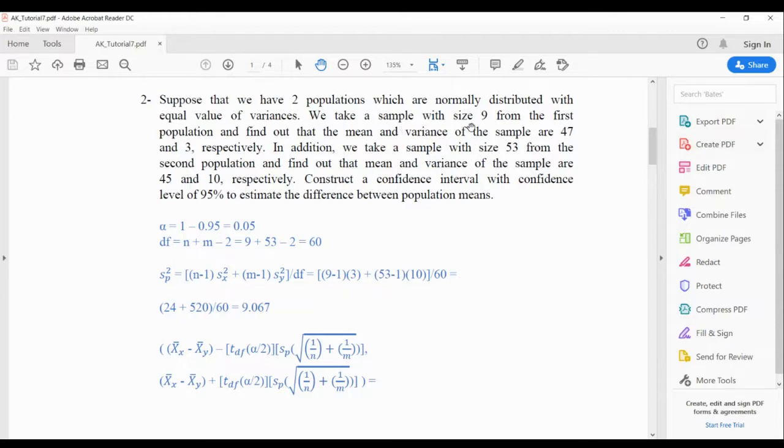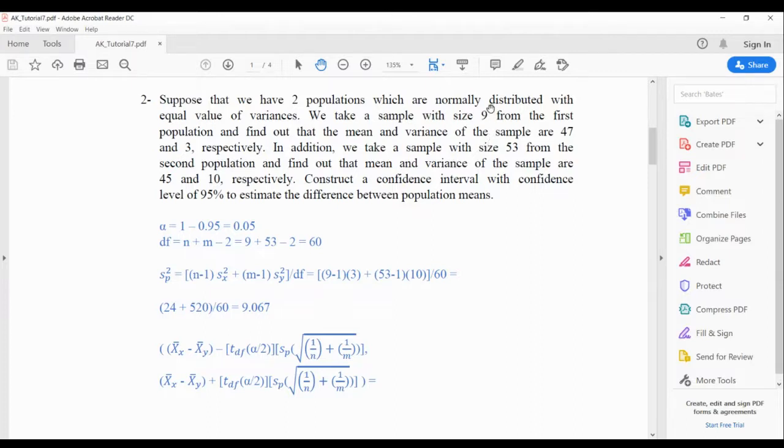So we take a sample with size 9 from the first population. The sample size is not big enough for the first one. But when you take a look at the second sample size, this is 53. This is big enough. But whenever we talk about two populations, we are comparing them. So it's very important that both of them should be big enough. Even if one of them is not big enough, we cannot use the central limit theorem in that case.